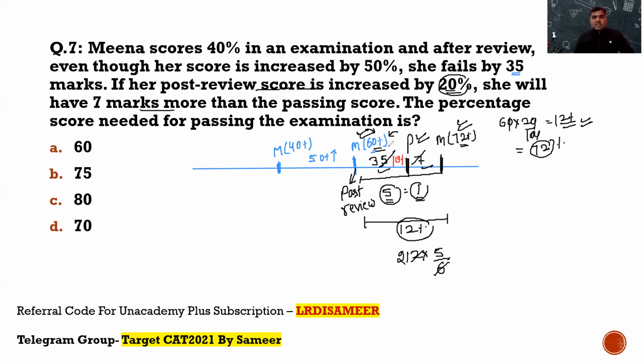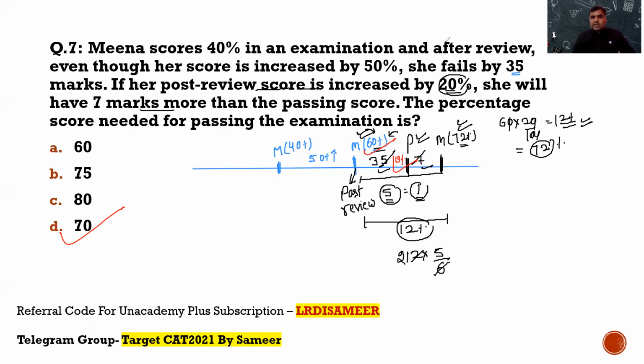So what is the passing mark? This is what we are supposed to find out. The passing marks are 60% plus 10%. That means 70% marks are required to pass the examination. That's the answer to the question. This is how you need to solve this. Let's move on to the next question now.